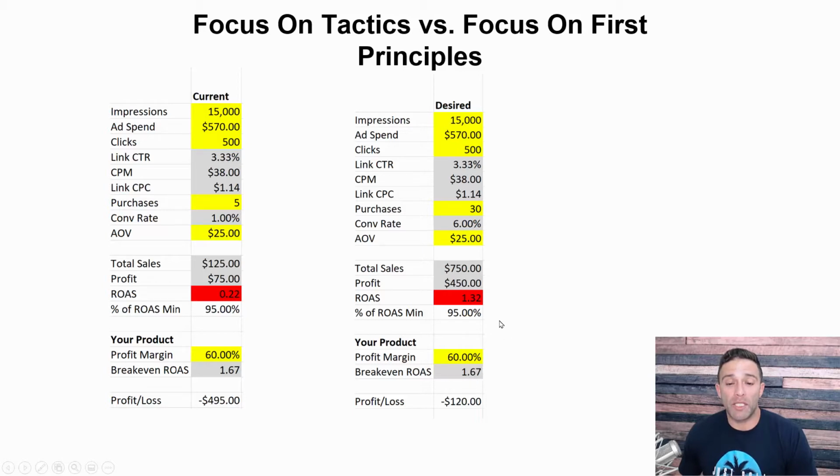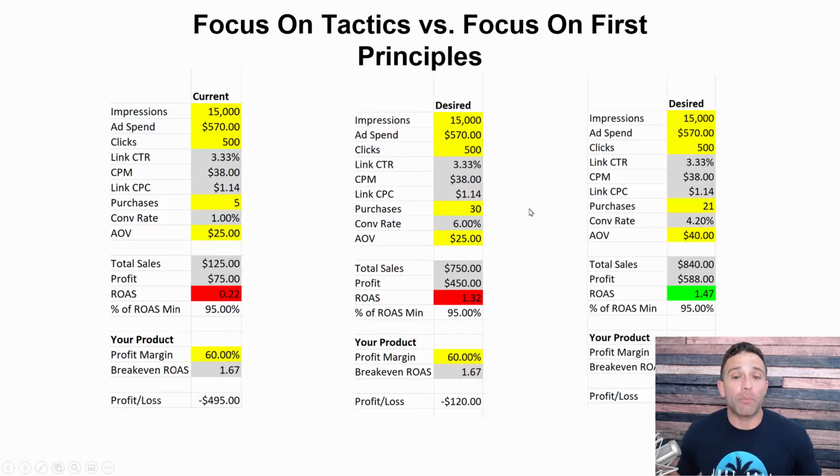Your break-even ROAS is 1.67. This turns out to be 1.32. You're still losing money. Still lost $120. And I gave you 6% instead of 1% conversion rate. So what's the problem? And more importantly, what's the solution? So the biggest problem here isn't the conversion rate. It's this average order value. This is way too low for this cost per 1,000 impressions and this cost per click, okay?